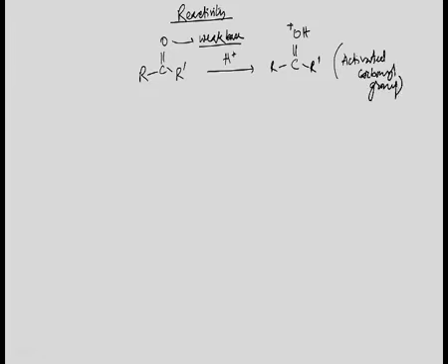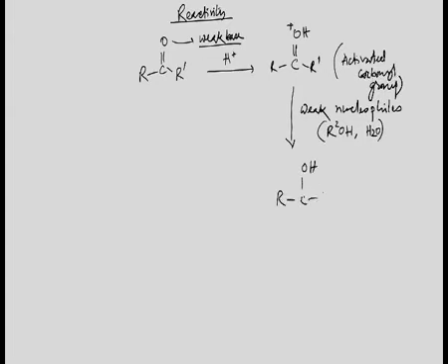Now this activated carbonyl group, here you can react weak nucleophiles, because weak nucleophiles will not react with the parent carbonyl compound, but will react with this activated carbonyl group. Weak nucleophiles like ROH, that is alcohol, water, and then you can get OR or OH. So this is called acetals when it is with alcohol, and with water it is called hydrates.